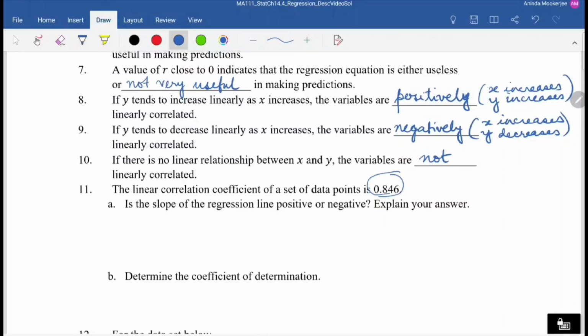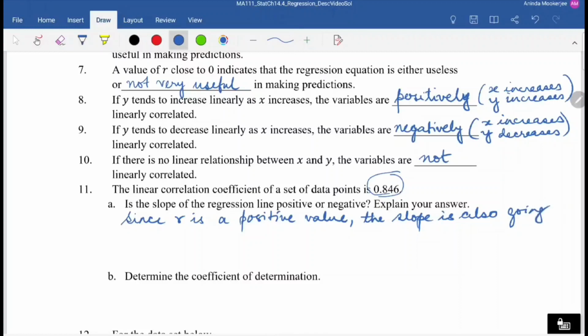All right, so to explain our answer, we are going to say that since r is a positive value, the slope is also going to be positive.